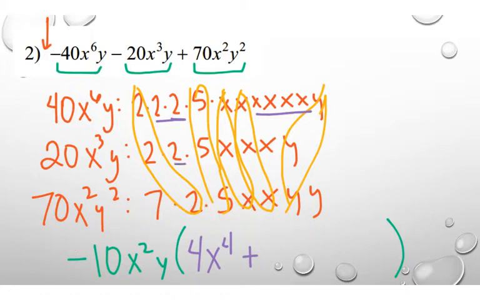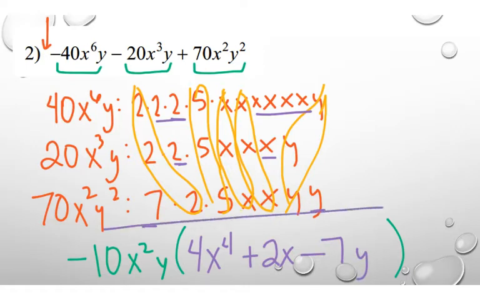So it's going to be 2x. And then last I'm going to have a minus sign, because a negative times a negative is a positive. And then I have 7y. And so my answer is this.